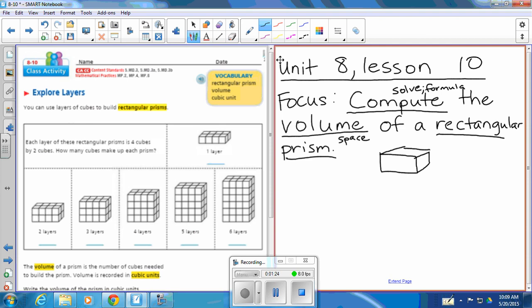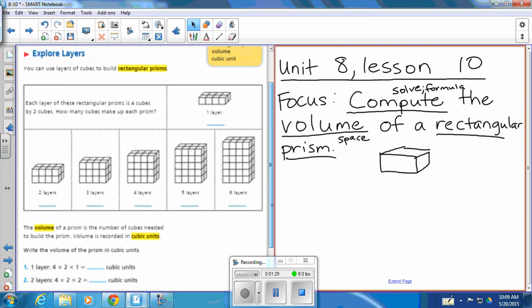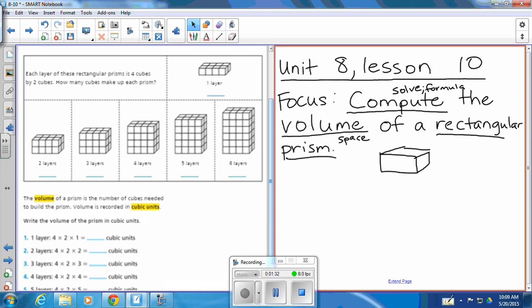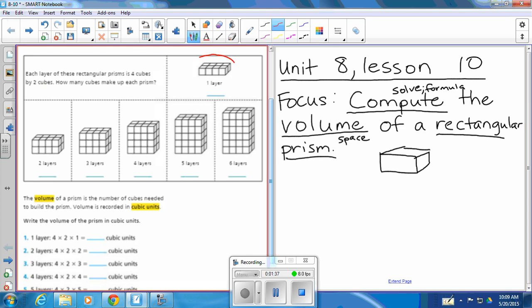So what you see in your activity book, we're on page 287, are a bunch of different rectangular prisms. And what we're going to focus on are the different layers. So notice in this first one, we have one layer. It's just one flat layer. So we have 4 on this side, 2 on this side. So how many boxes are there total? 8. So notice I took length times width to get 8. Now that's just with one layer.